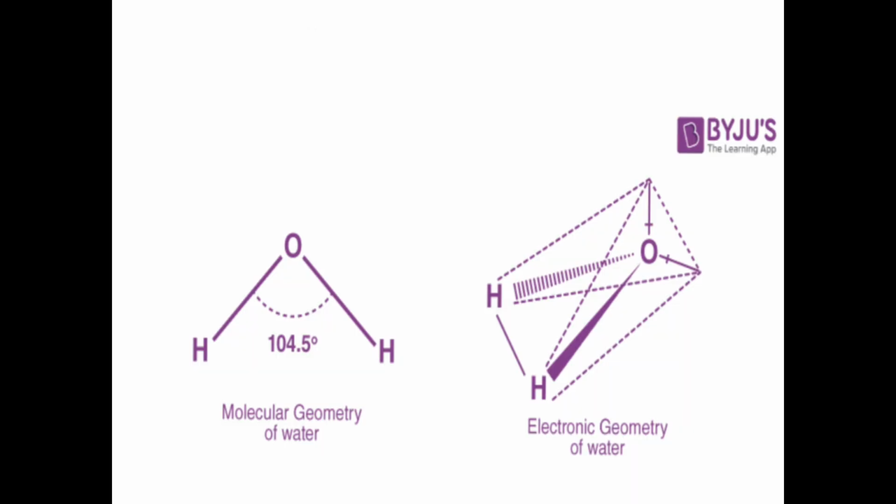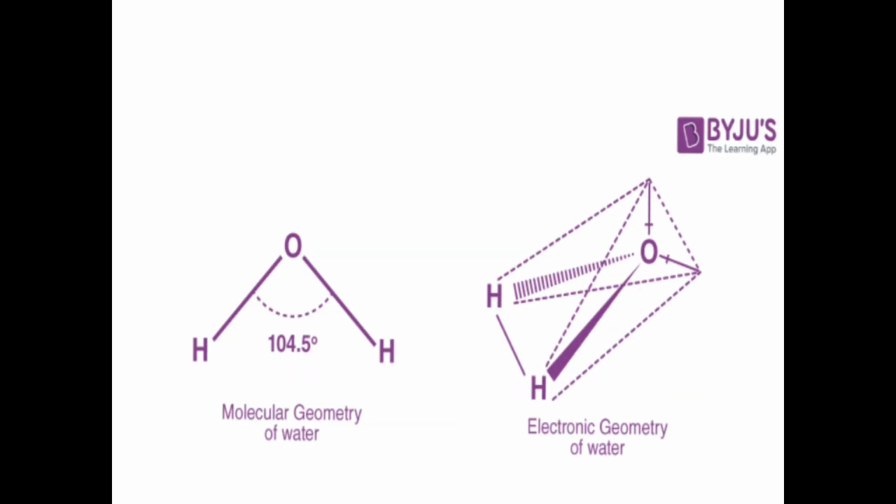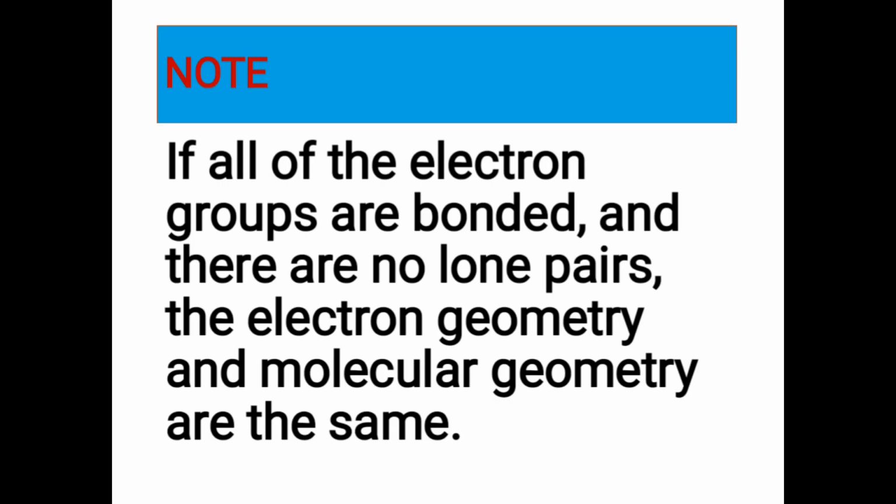So we can look at the difference between them. For instance, this is the molecular geometry of water, and this is the electron geometry of water. Another one is we could have more from ammonia and the likes. Each of them has its molecular geometry and its electron geometry. So note that if all of the electron groups are bonded and there are no lone pairs, the electron geometry and molecular geometry are the same.